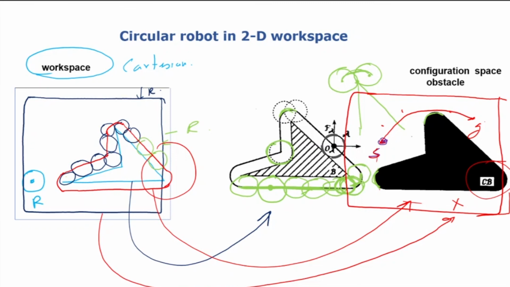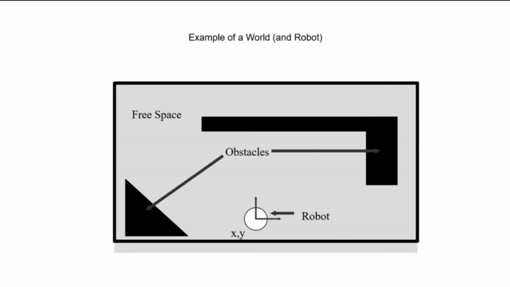So this gives you an idea of how to convert the robot to a point robot, and then how to go from the Cartesian space to the configuration space. Now let's see a little further and see what we have for other kinds of shapes. Example of real world configuration space.